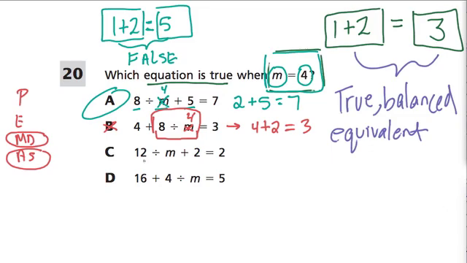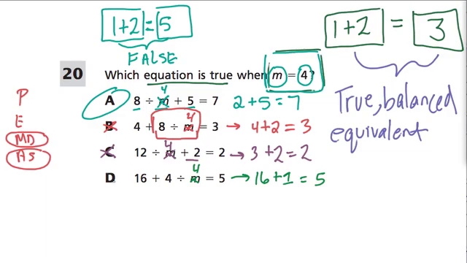In the next one, here they say 12 divided by m, and m is 4, so that's 3. So we have 3 plus 2, and that's not equal to 2, right? That's equal to 5. So C is a false statement. And last, just to play around with this question, we have 16 plus 4 divided by m, but m is 4, right? So 4 divided by 4, well, anything divided by itself is 1, so we have 16 plus 1. And that's not equal to 5.